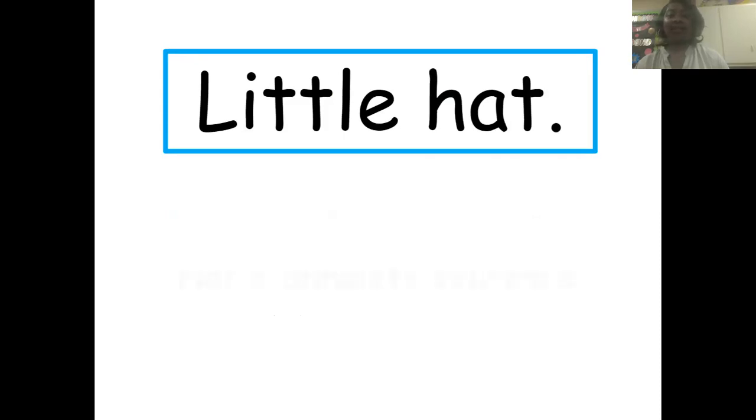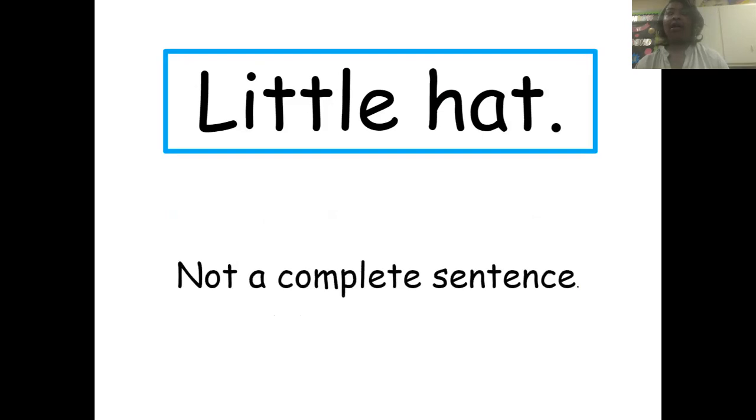Little hat. Is this a complete sentence? It's not a complete sentence. What could I do to make it a complete sentence? It does have a capital letter and it does have a punctuation mark, but it is not a complete idea. So maybe I can add more words to it. Maybe it could be, I have a little hat.